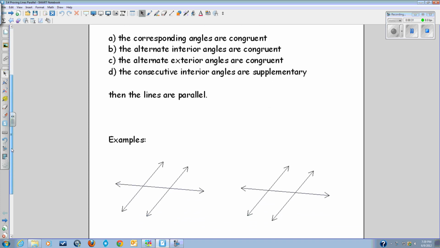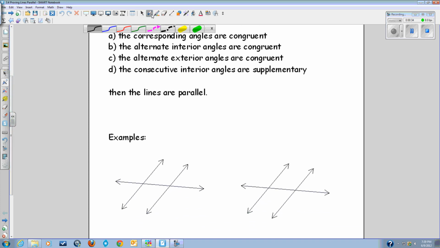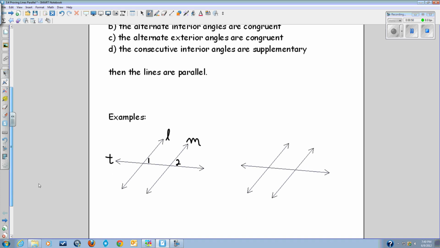For example, let's say I give you this diagram. I'm going to label this first line L, the second line M, and I'm going to say they're cut by transversal T. And let's say we have angles 1 and 2 here. Let's say I give you this information: I give you that angle 1 is congruent to angle 2. It's given information.